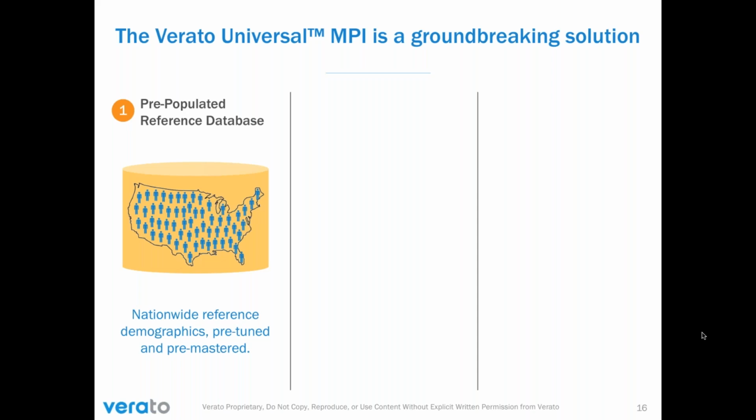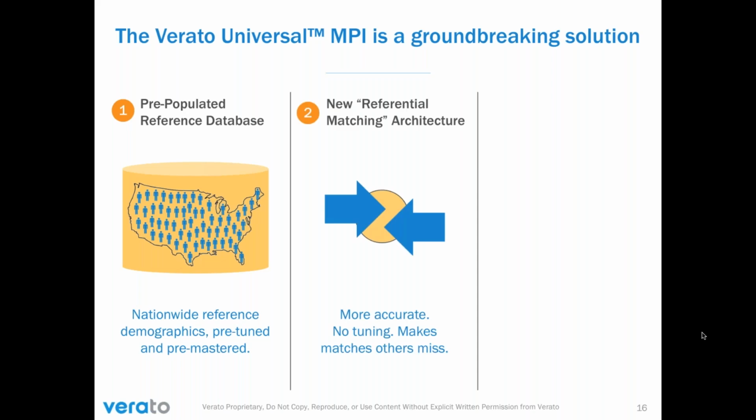And the system is also pre-tuned and pre-mastered. It doesn't need to be tuned to figure out how much weight should I give to the name John within a given client's data set. We have all the correct answers in the database. So it's really already tuned to the population, and so there's a lot less time required to implement the solution.